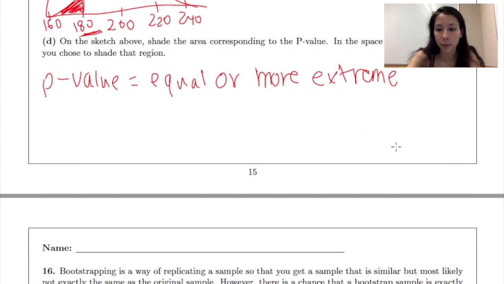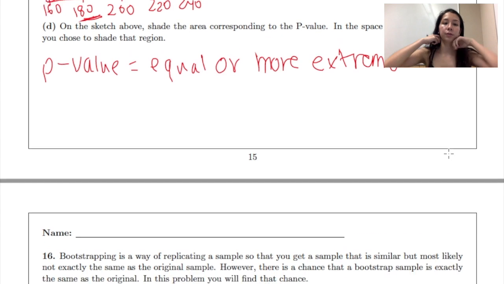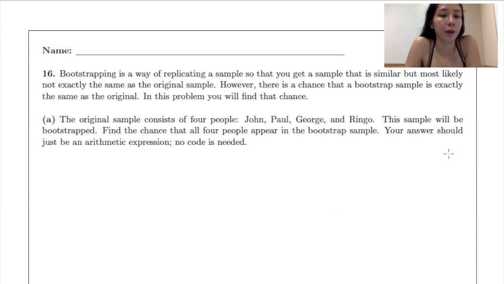So now we're on number 16, which is actually the last question. Bootstrapping is a way of replicating a sample so that you get a sample that is similar but most likely not exactly the same as the original sample. There's a chance that the bootstrap is exactly the same as the original. In this problem, you will find that chance. The original sample consists of 4 people: John, Paul, George, and Gringo. This sample will be bootstrapped. Find the chance that all 4 people appear in the bootstrap sample. Your answer will be just an arithmetic expression.